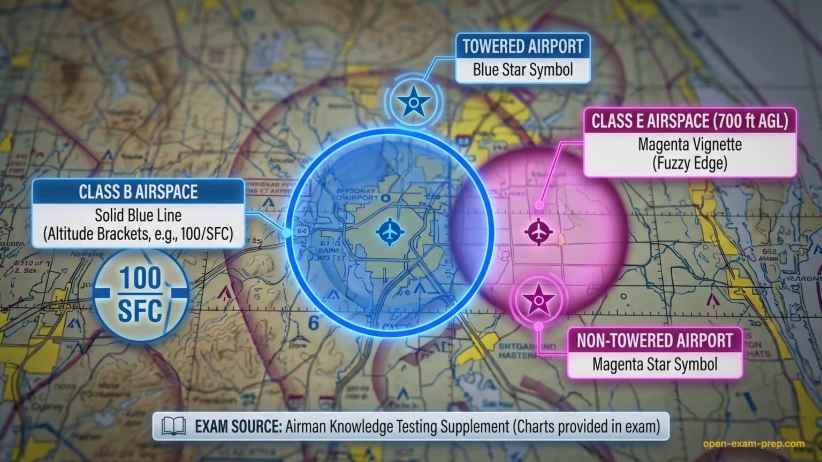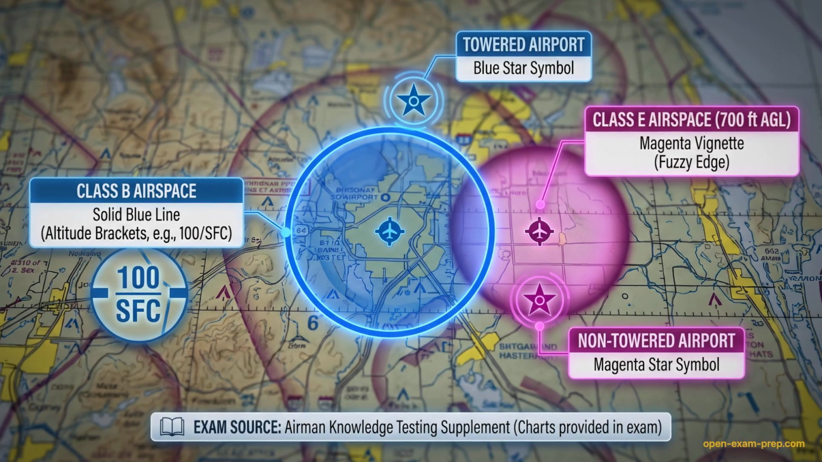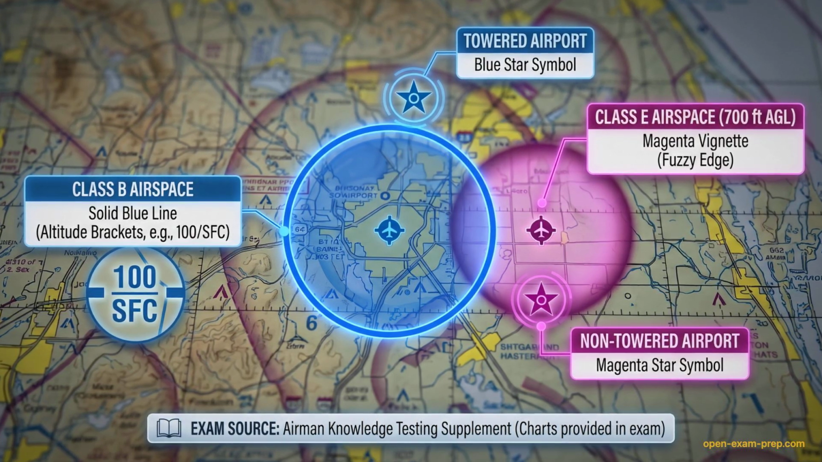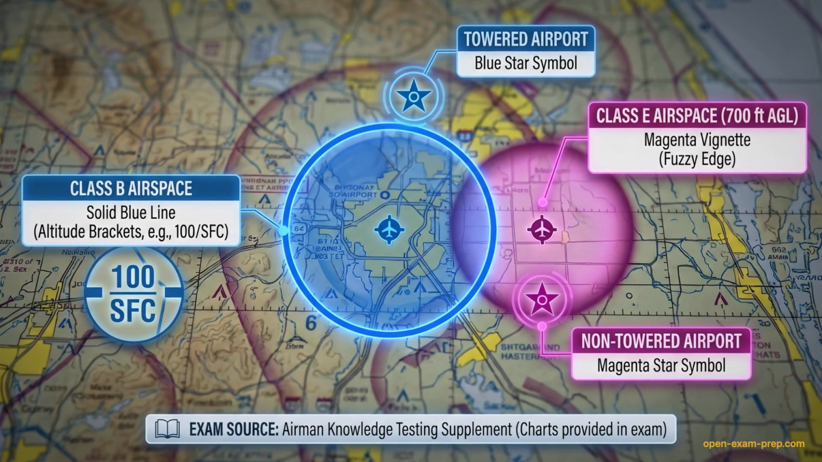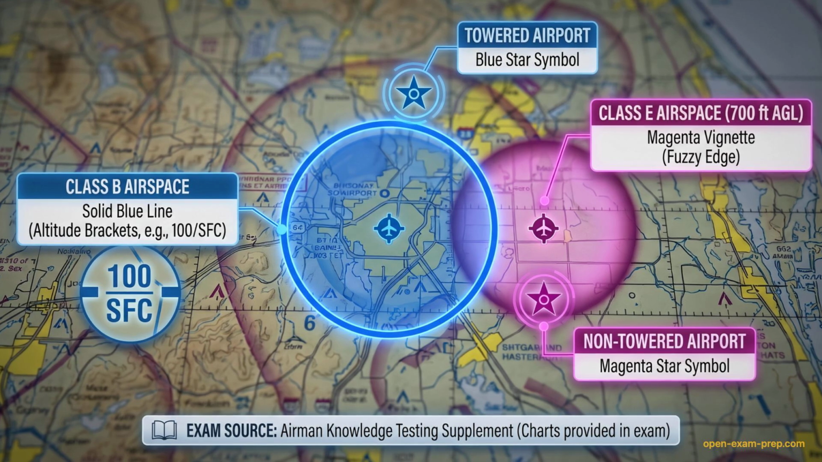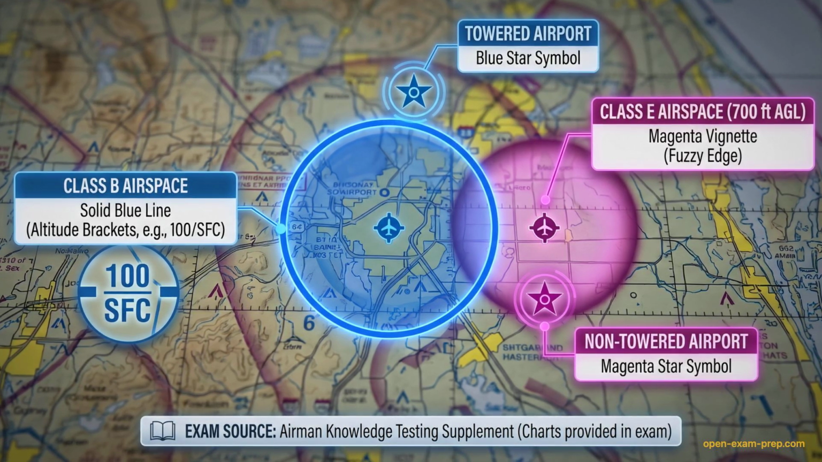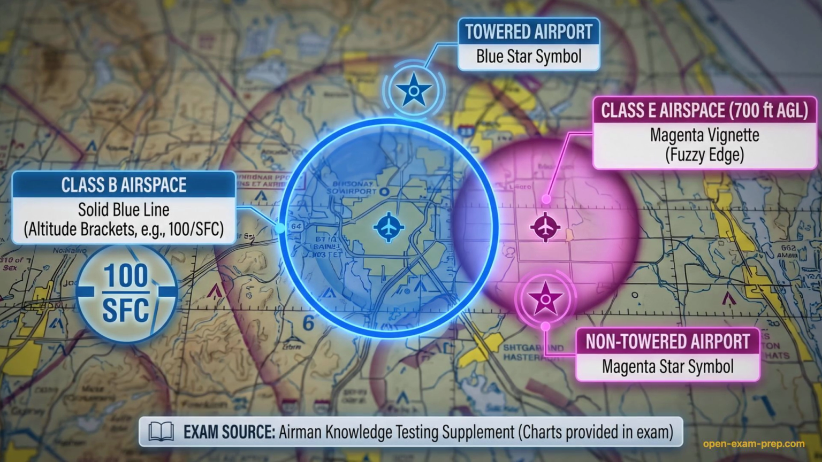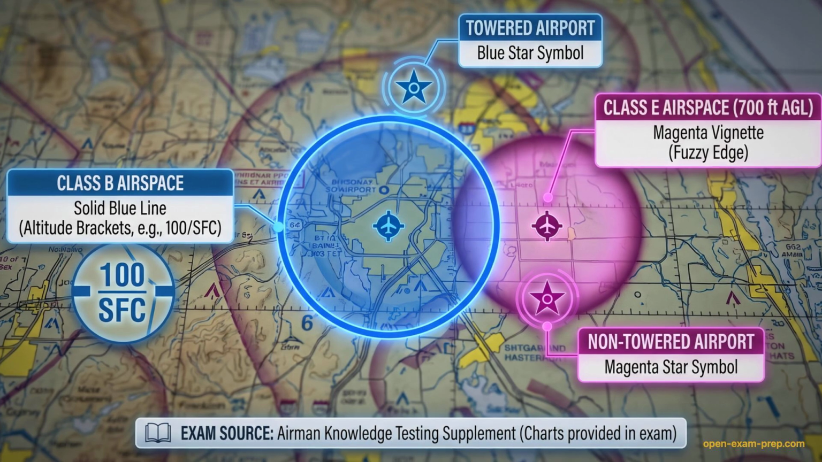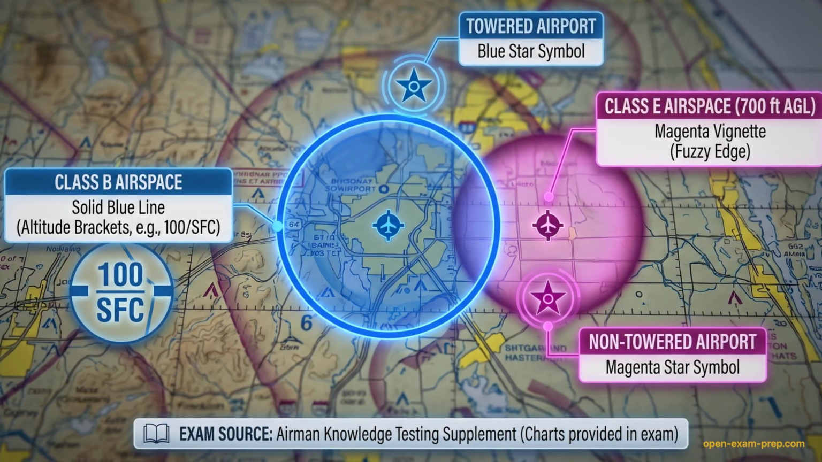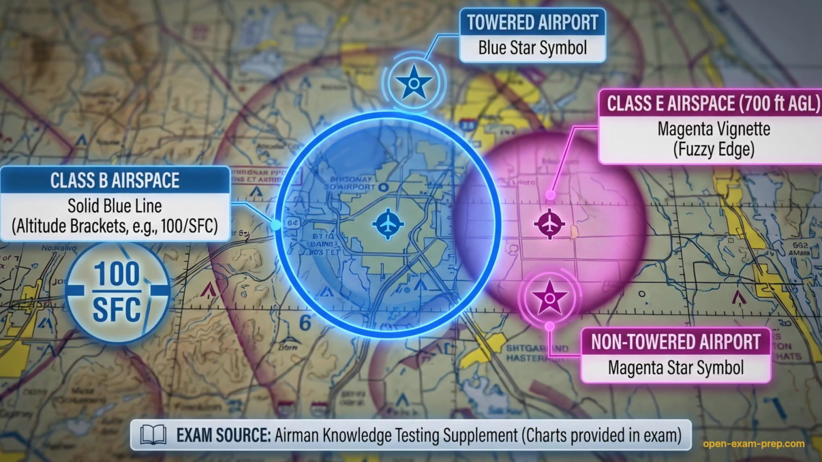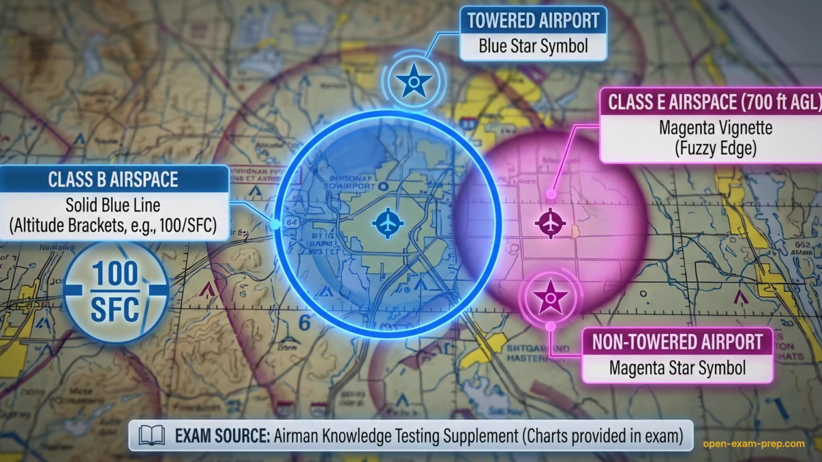Sectional charts are the FAA's maps, and you must know how to read them. They use specific symbols and colors to depict airspace, airports, and obstacles. For example, solid blue lines indicate Class B airspace, while a magenta vignette or fuzzy edge shows where Class E airspace begins at 700 feet above ground. Airport symbols tell you if a field has a tower or a hard surface runway. You'll be tested on your ability to find specific information and determine your operational requirements.